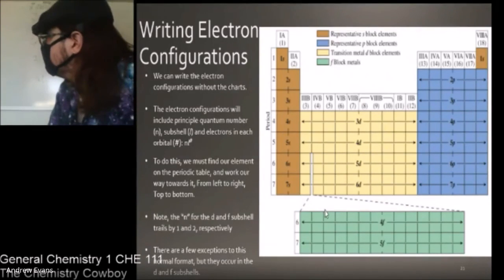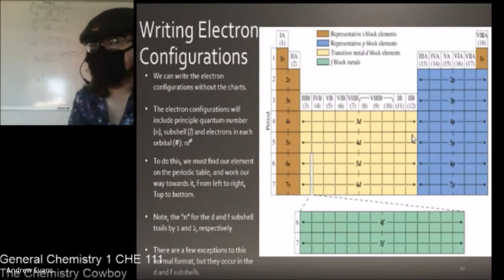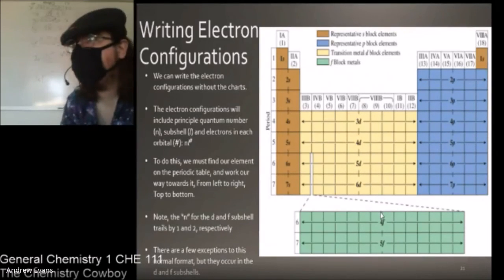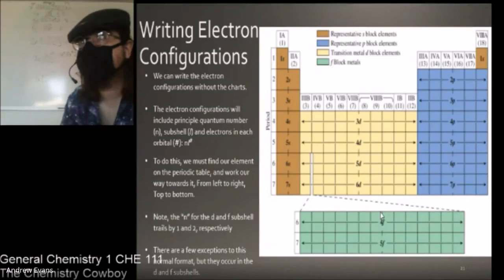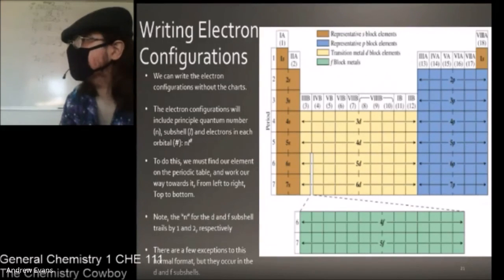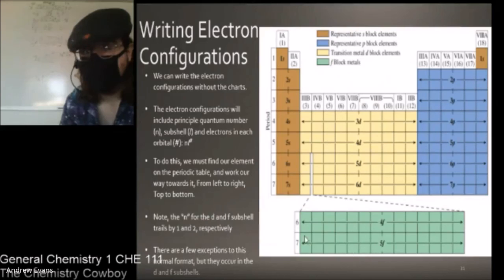Now there's a few exceptions for the d's and the f's, which is going to be responsible for the weird charges of some of the transition metals. We will not worry about learning or memorizing the exceptions. There might be something in the homework, but I'm not going to call you on, oh, there's a weird exception where it's like 4s1, 3d5. I'm not going to call you on that.